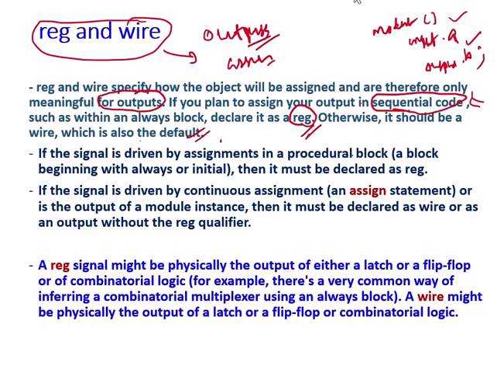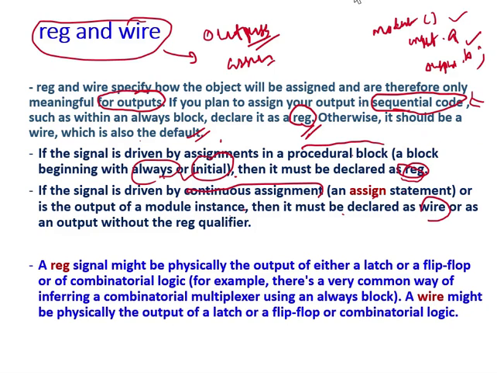assignment in a procedural block, meaning a block beginning with always or initial, because you know there are two types of procedural blocks, one is always and one is initial, then it must be declared as reg. If you are doing any kind of assignment inside a procedural block, that is always and initial, then the signal must be reg. Okay, that you have to remember. And if the signal is driven by a continuous assignment, meaning we use an assign statement, or if it is the output of a module instance, then it must be declared as wire.